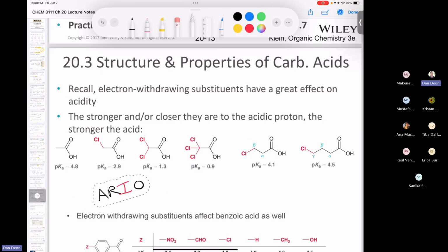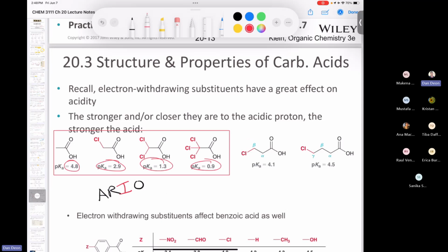If you compare the pKa of these four carboxylic acids, why is it that as we add chlorines to the molecule, they get more and more acidic? You see the pKa drops from 4.8 to 3 to 1.2 to 0.9. Why is that? It's got nothing to do with the atom, because the conjugate base has the negative charge on an oxygen for all of them. It's got nothing to do with resonance, because they all have the same number of resonance forms.